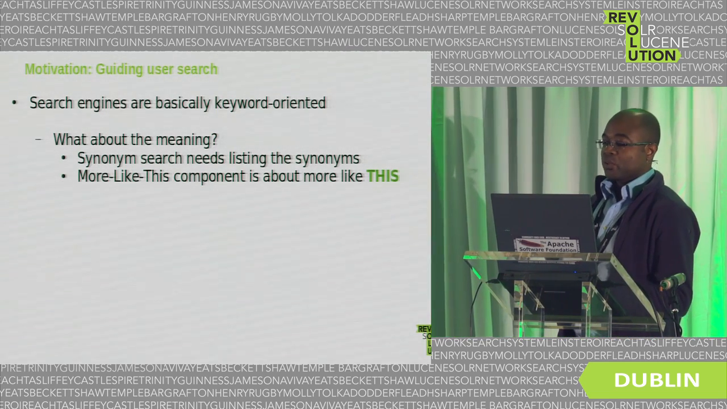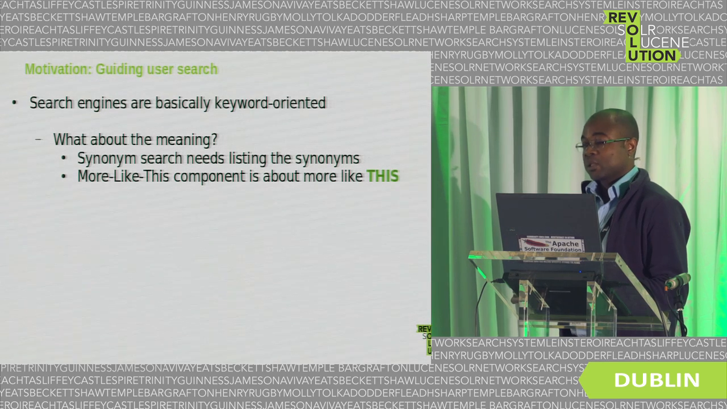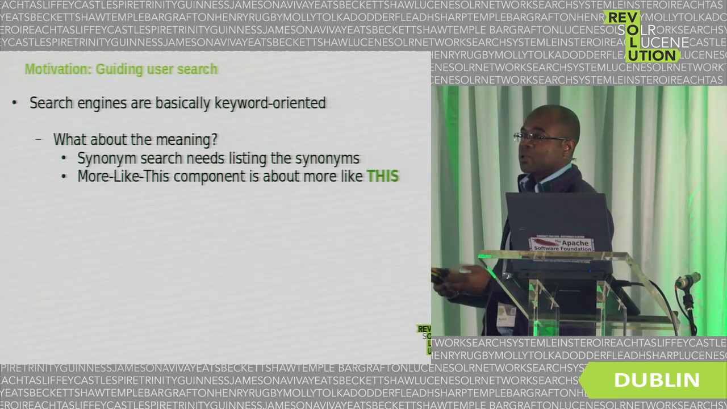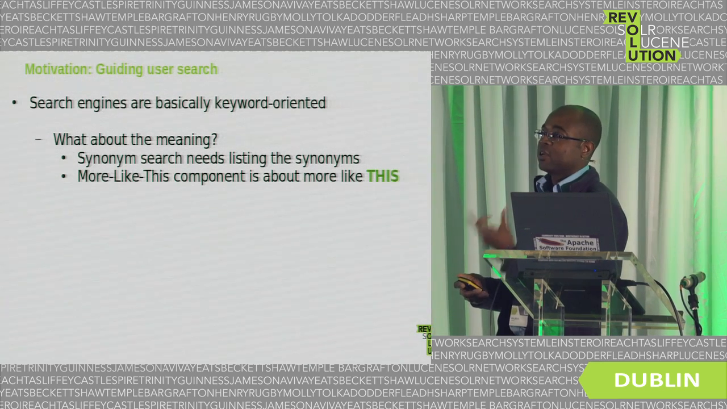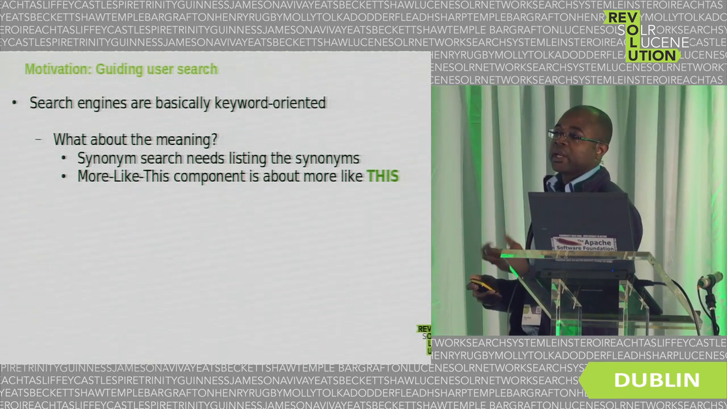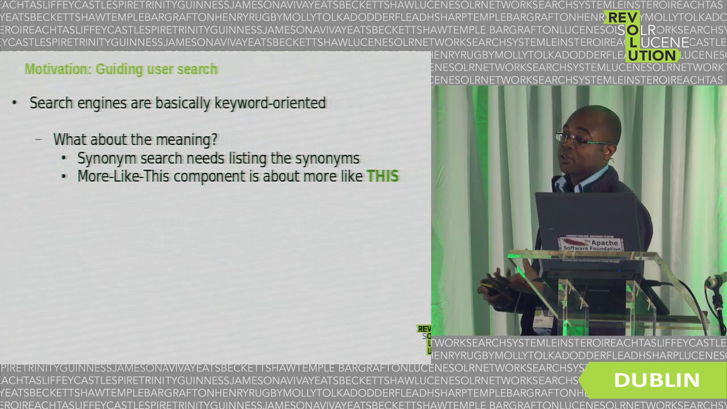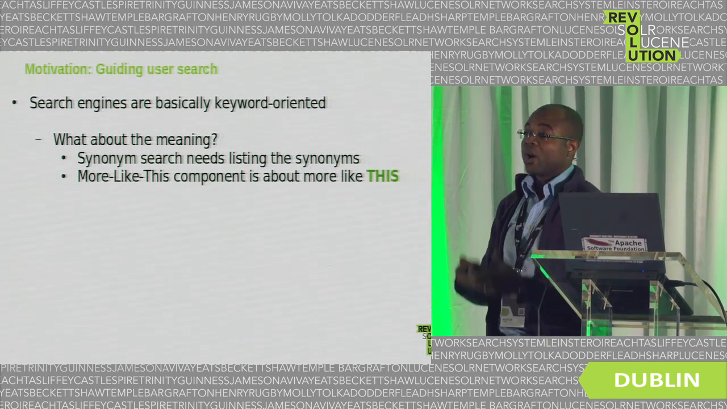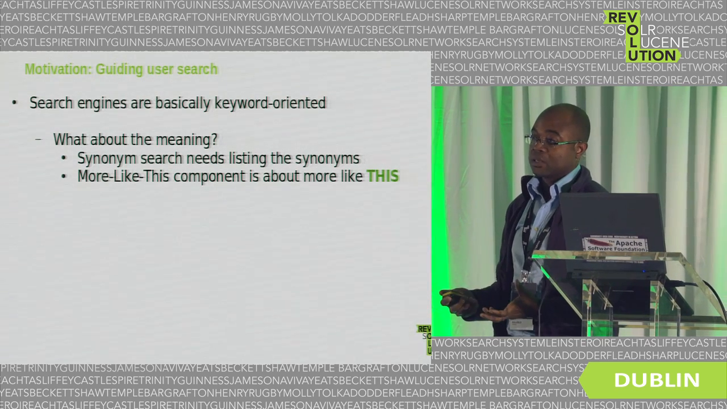You can also use the More Like This component. But as we write here, more like this is about more like this, so you have to have the gist in the first place. If the user query cannot target any document in your collection because the keyword is not available in the collection, you have nothing, so you cannot apply more like this.